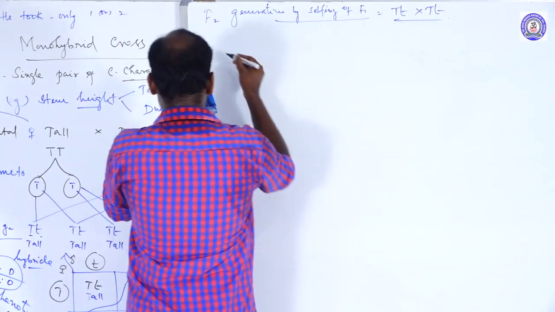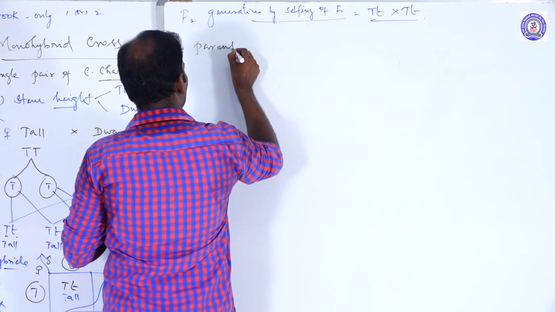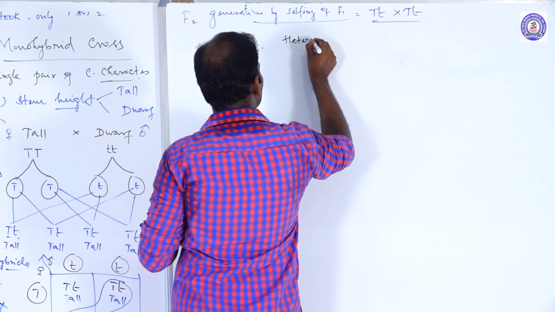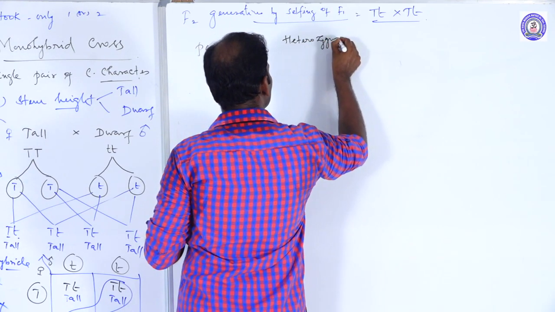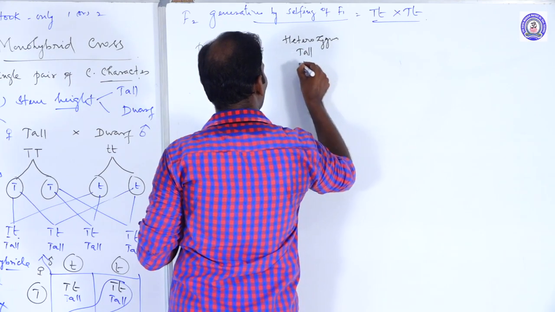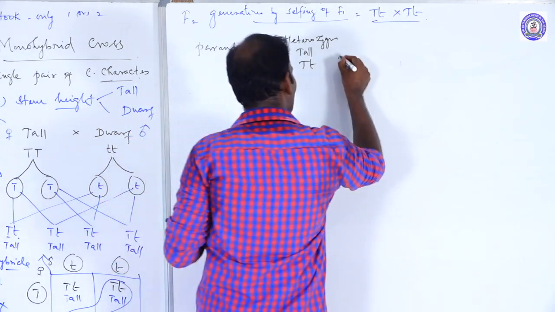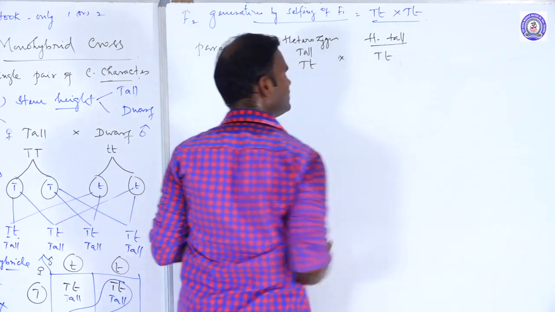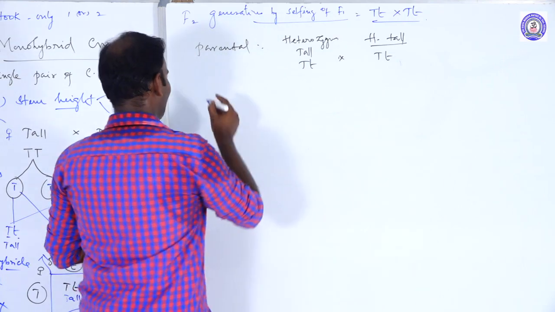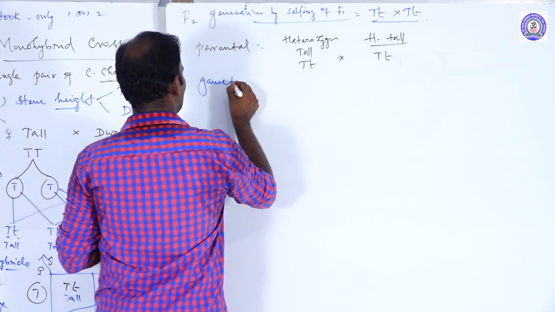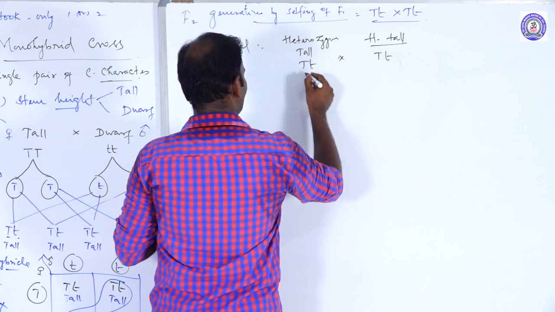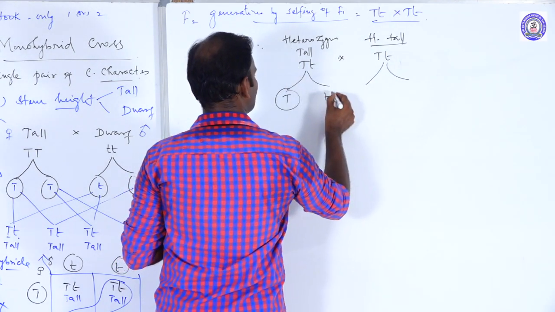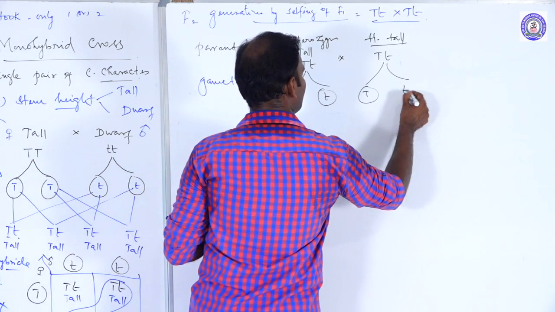So in the parental generation, a heterozygous tall plant, capital T, small t, is crossed with a heterozygous tall plant. This is also capital T, small t. These are the types of gamete formation. Each allele gets segregated. Capital T, small t, capital T, small t.